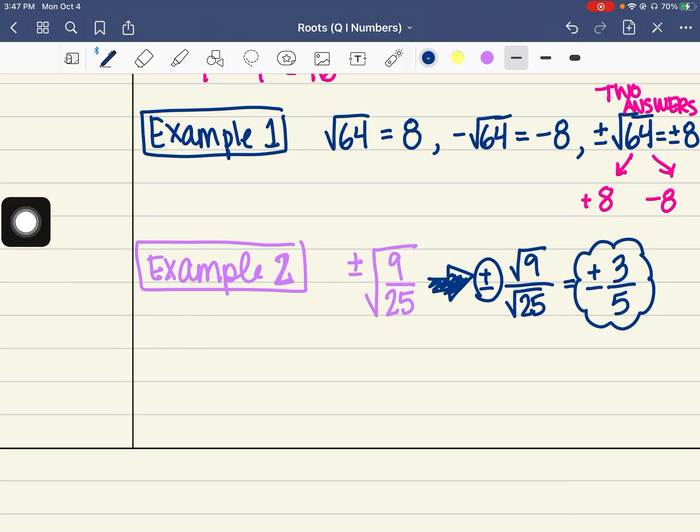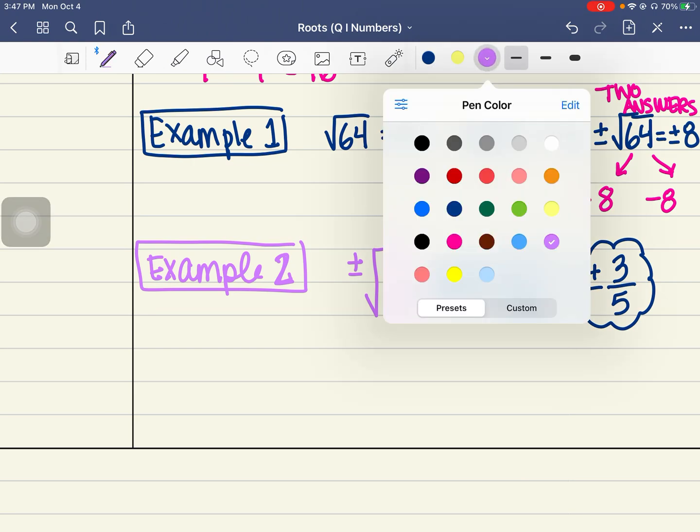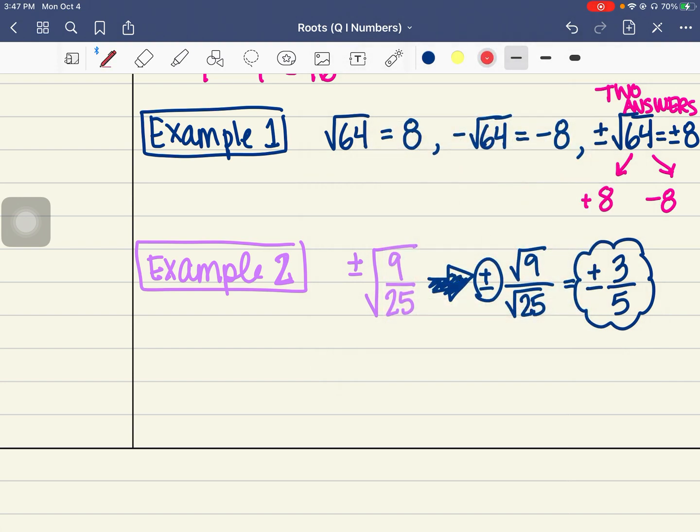Okay. All right. You guys try this one. Let's go with this color. I want you guys to find the square root of 25 over 81. So what's the square root of 25 over 81? Pause and then come back and check your answer.